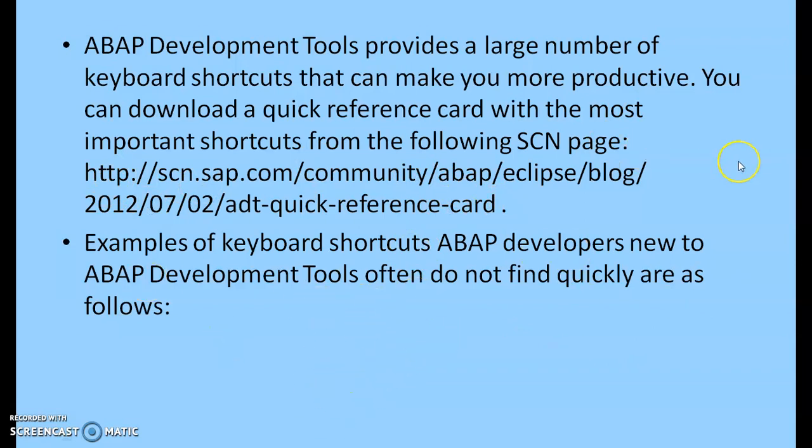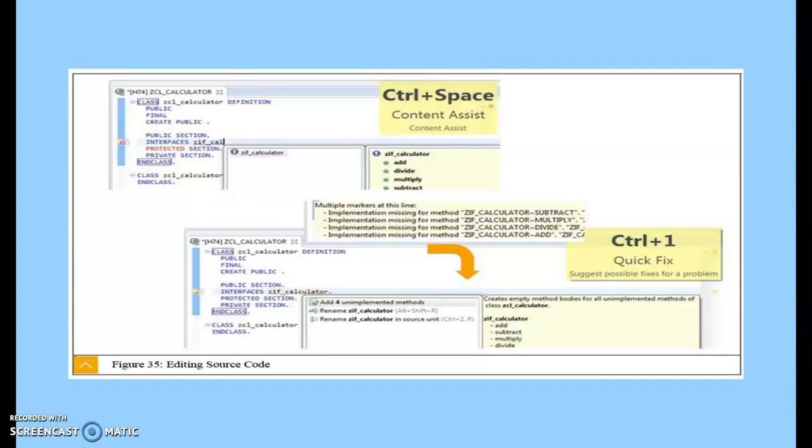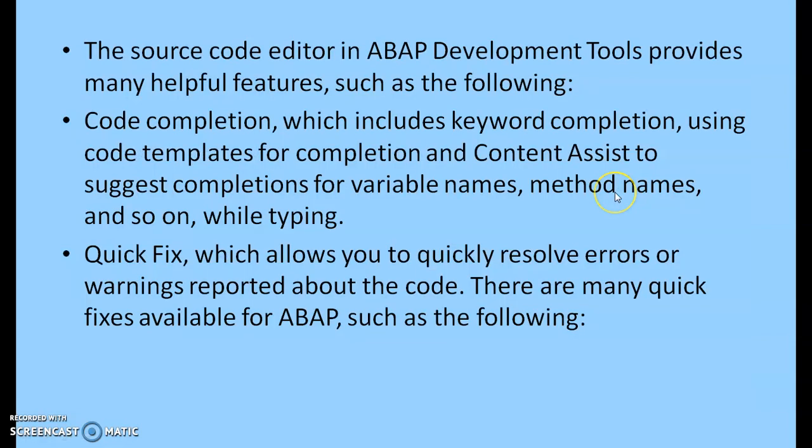Examples of keyboard shortcuts ABAP developers new to ABAP development tools often do not find quickly are as follows. So we have these other shortcuts, and I'm going to also share these shortcuts with you all. We have Control plus Space for content assist and Control plus 1 for quick fix. If you have any quick fix that needs to be done, you can just type Control 1 and it will be fixed. And if you press Control plus Space, you will get options there.